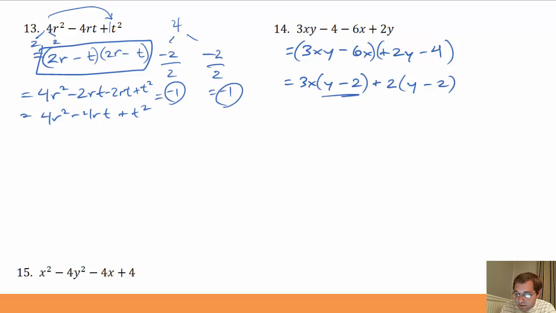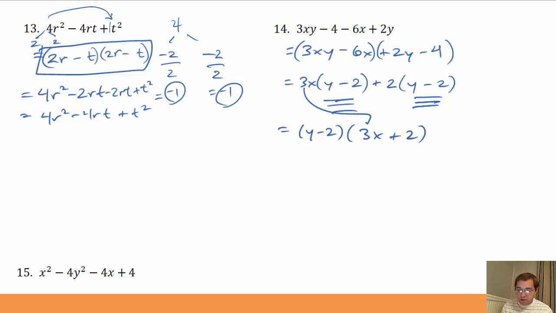You want this to happen where your two sets of parentheses ended up being the same. You want that to happen. And when that happens, you can factor that out. Think of this as 2 terms, 3x times y minus 2 and 2 times y minus 2, and factor out the y minus 2 from both of those terms, leaving you with what's left, 3x plus 2. So 3x plus 2. And now you're done factoring it.